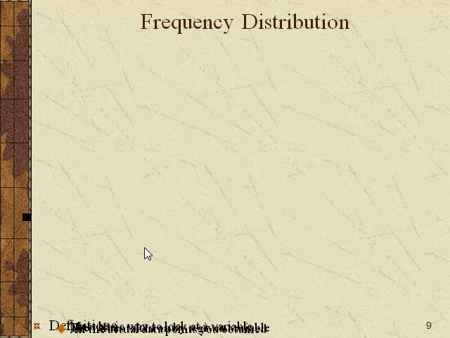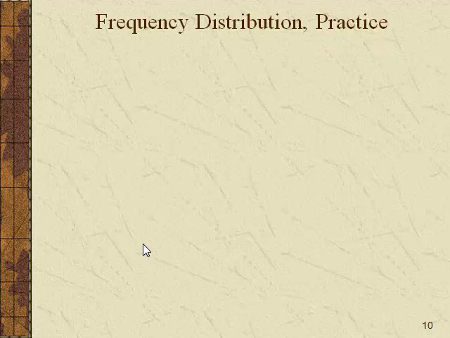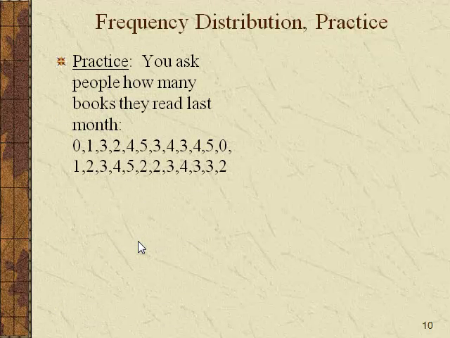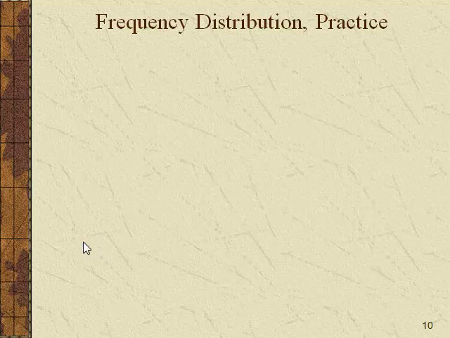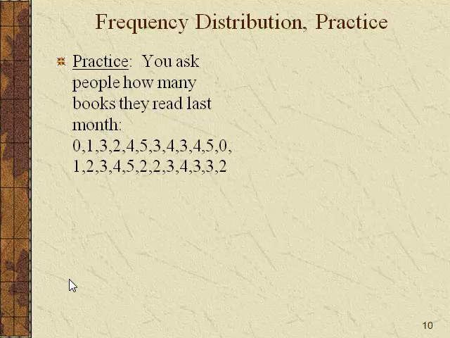Okay, so another example of a frequency distribution. Let's say that you ask 25 people how many books they read in the last month, and then you have their responses here. So try to set up what that table would look like. You can hit the pause button for a second here to figure that out.